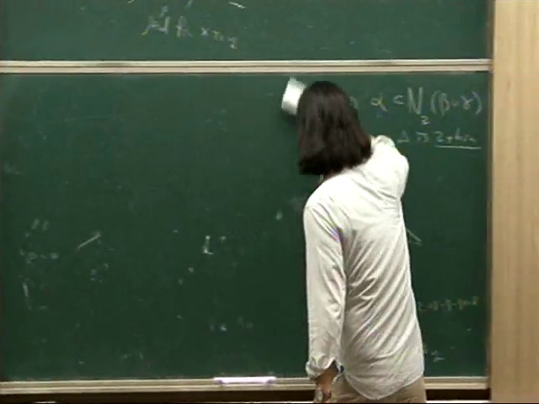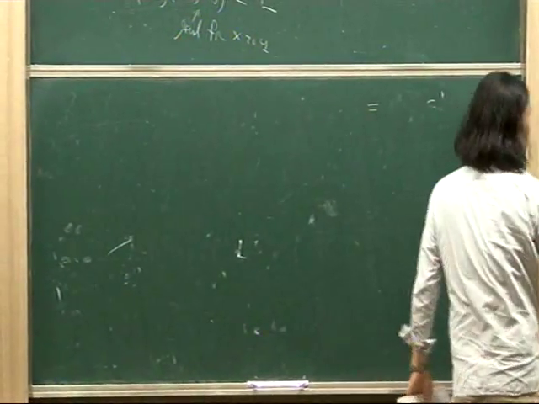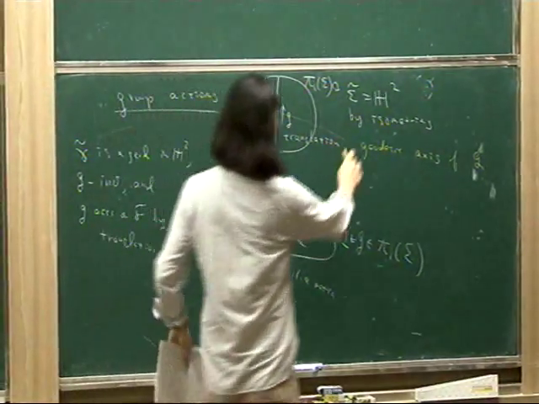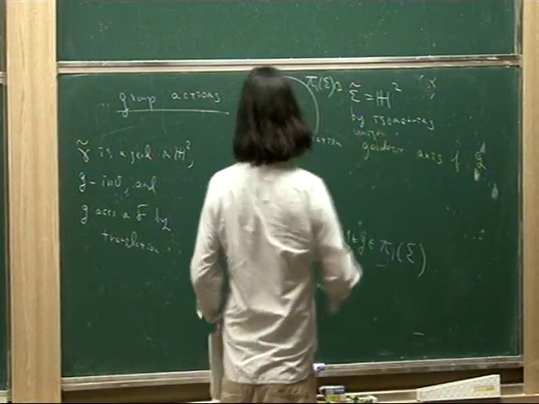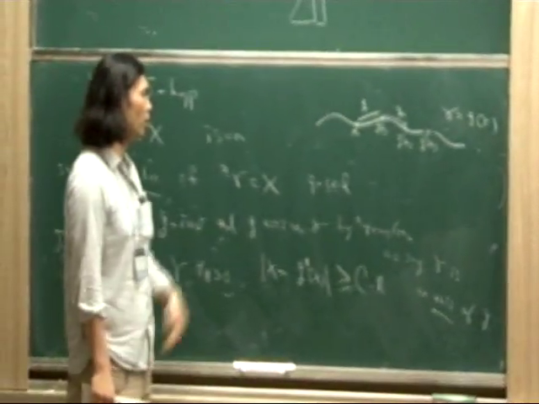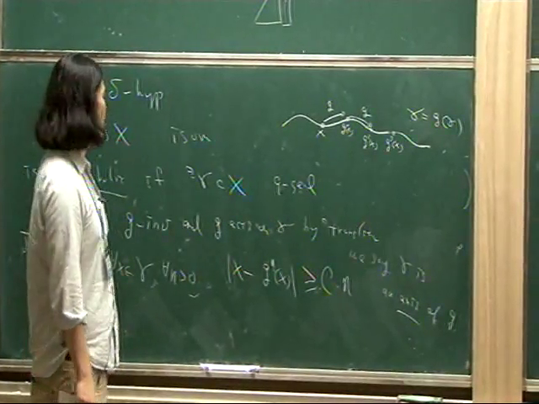For the hyperbolic plane case, this gamma tilde was the geodesic axis for G, but in this case, it was also unique. There is no other geodesic invariant under G. In the general case, there is more than one quasi-geodesic which is invariant by G.